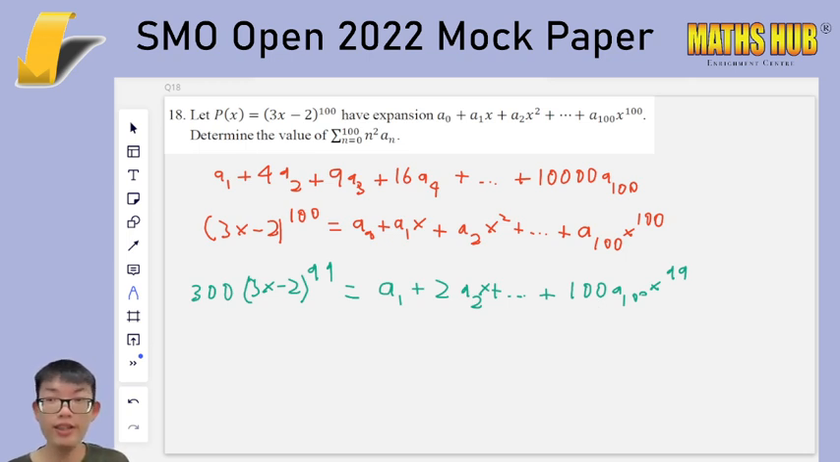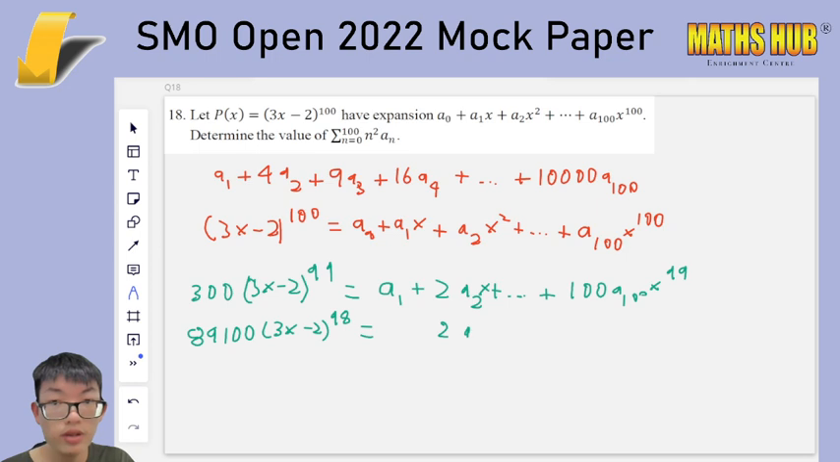How do we get to the quadratic? Suppose you have guessed it by now, we differentiate the second time. Take the second derivative. So we take out a 99, a 3 again, and you get 89100 times 3x minus 2 to the 98. a1 disappears, you get 2a2. Here there was a 3a3x squared, so now it becomes 6a3x. And then you would have a 4a4x cubed. You add that in, you will get 12a4x squared.